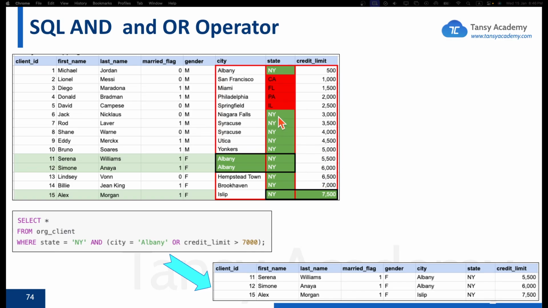Here these rows, the state is New York, but they don't satisfy either Albany or the credit limit condition. This might be a little bit tricky, but if you try to write it on paper, or put it in spreadsheet data, then it's very easy. Maybe with me talking for 10-20 seconds you might not get this right away, but apply the parentheses one at a time and then try to get back the data.